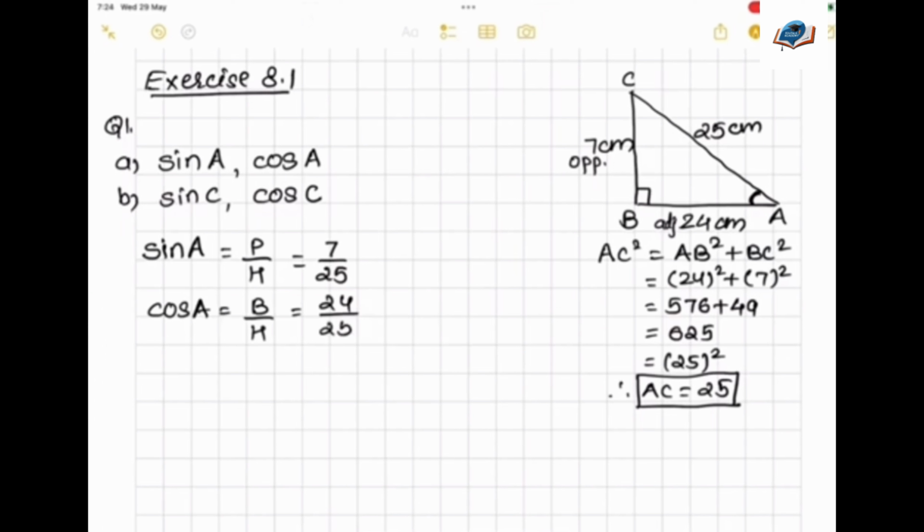Now in part B I am given sin C. So sin C's opposite side will be BA upon AC. So P by H again, so 24 upon 25, and cos C will be B by H, so that will be 7 by 25.